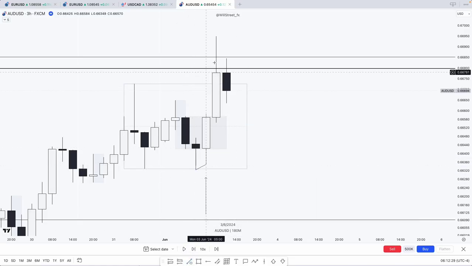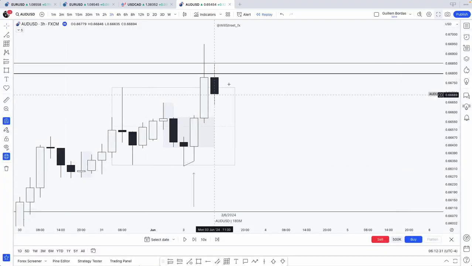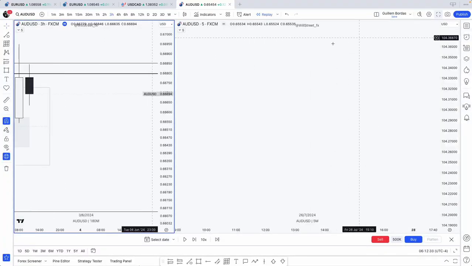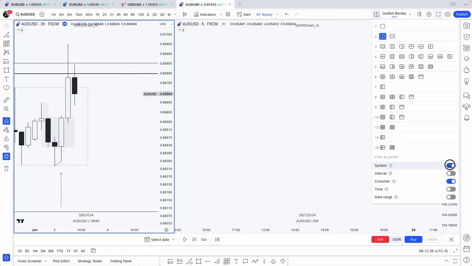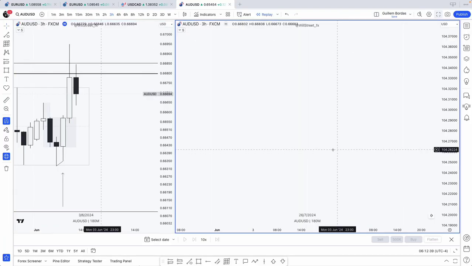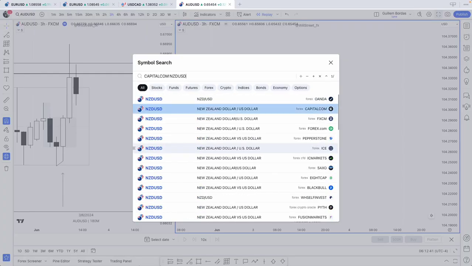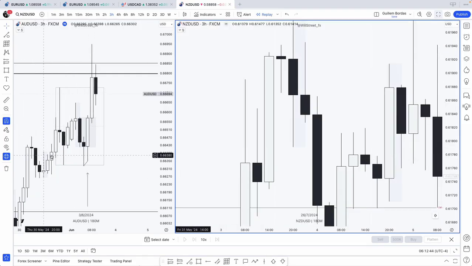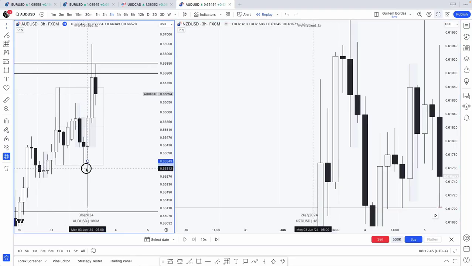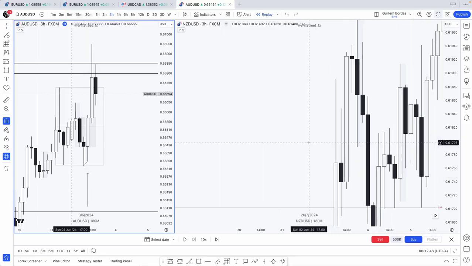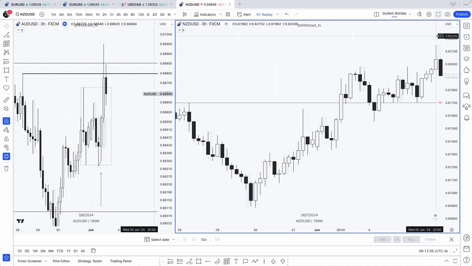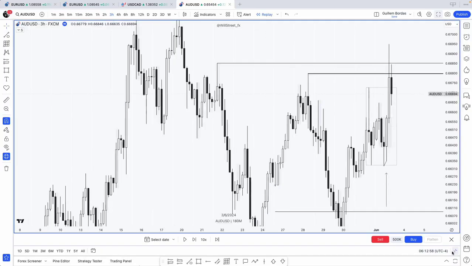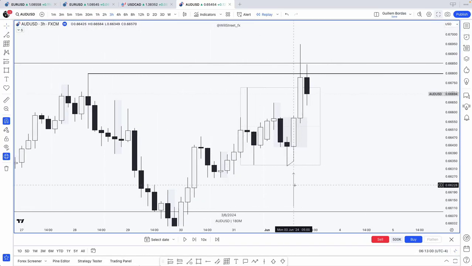Let's see if there is some SMT on the correlated asset, which is New Zealand USD. I don't remember, to be honest. Which would be an extra confirmation that could explain why at 5 AM it didn't make the intra turtle soup. And no, it also failed here. So we just have a failure swing.